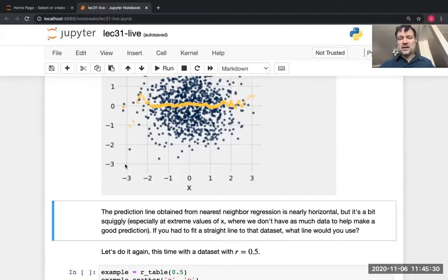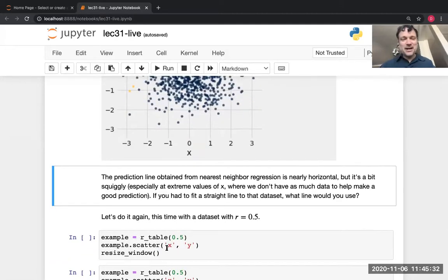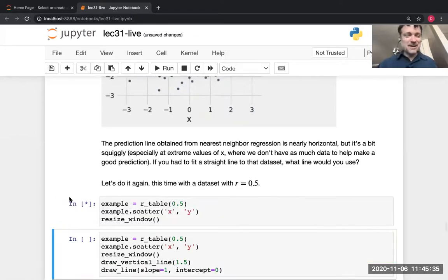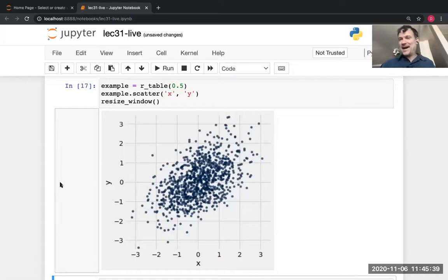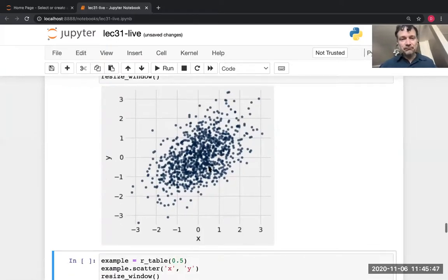Okay, so let's do it again. I'm going to do it again, and we're going to do it again until we're just absolutely sick of this. And then maybe we'll do it once more. We're going to do a correlation coefficient of 1/2 this time. So somewhere in between, we did 0.99, we did 0. Here's what the data looks like if you have a correlation coefficient of 1/2.